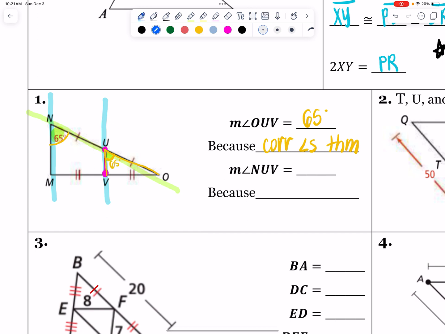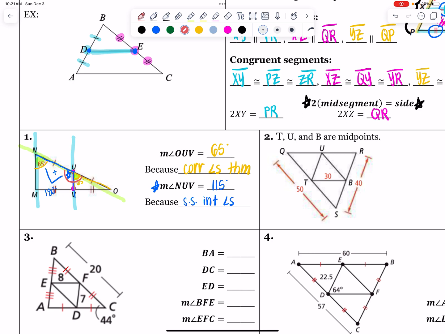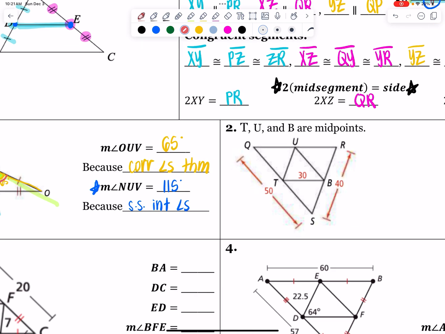Okay, so why can I find NUV, which is right here, starting at N, going to U, then going to V? I can look at this in one of two ways. I can say, hey, these are same side interior angles, so those must add up to 180. So I could say that this is going to be 115 degrees because of same side interior angles. Or I could also say, if you look at this overall, this is making a straight line with that yellow angle, and so that could also be the linear pair postulate. Okay, so we can find missing angles based on midsegments because of the parallel lines.